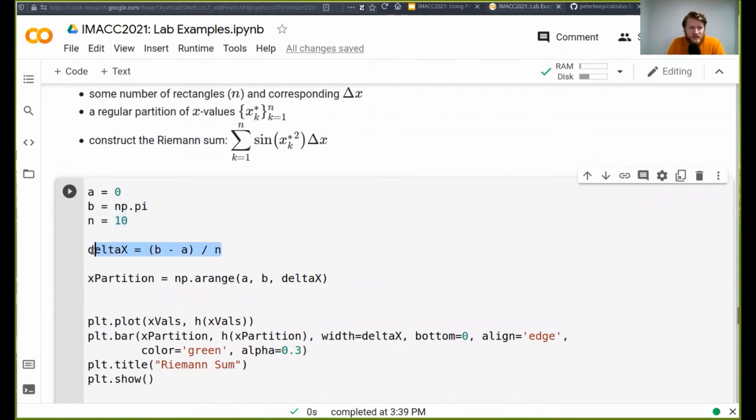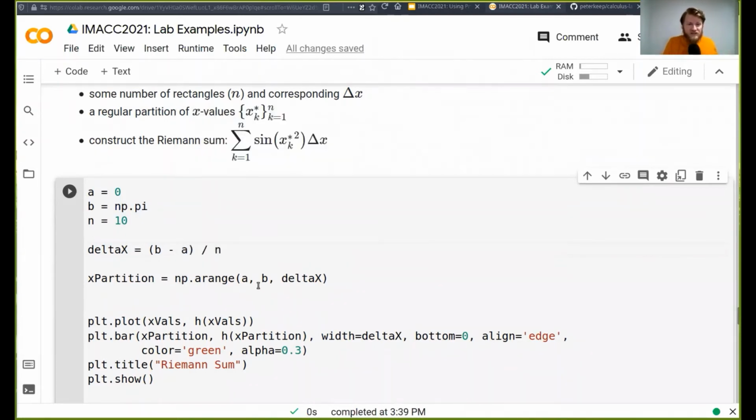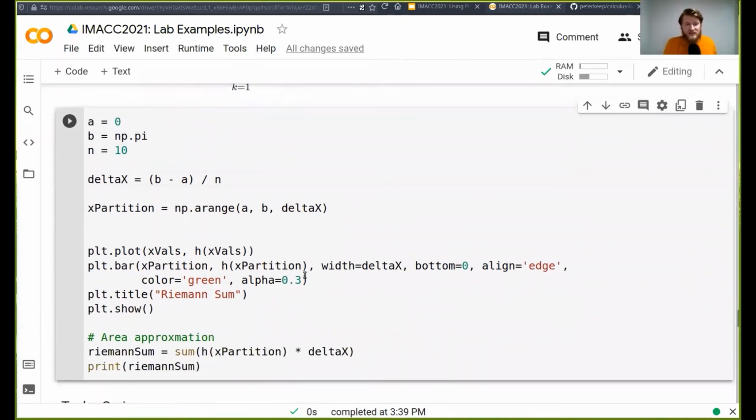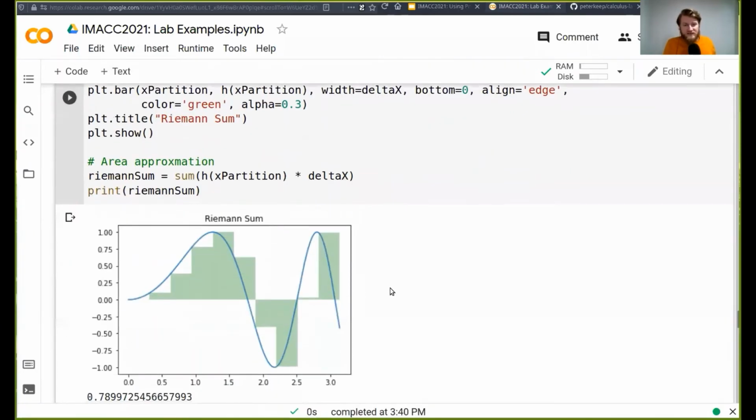Here's my calculation of delta x, just the way you would see it in a textbook. I'm going to use np.arange to build my left partition, because this is going to count from 0 up to pi by delta x. And this is kind of nice, it doesn't include pi here. So this is really going to be the leftmost points in this partition that we have. And then we can plot all this stuff. I'm going to put these bars on here. This is going to be my Riemann sum. And there it is, a left Riemann sum with 10 rectangles.